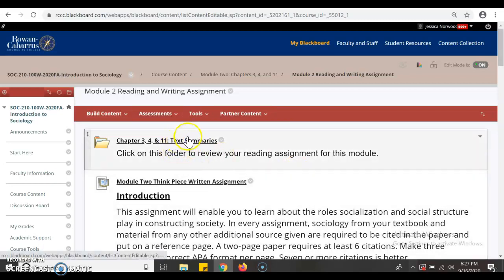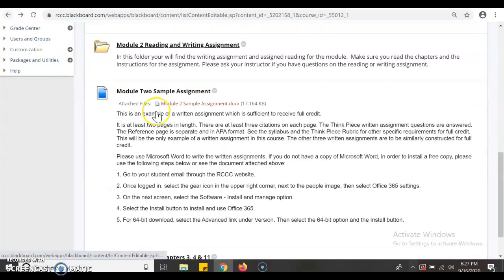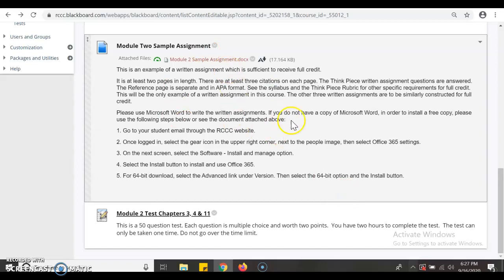Don't forget you have these text summaries here of the book too if they help you. There's a sample here for you to view. It's not perfect, but it's a start. So you can look there. It gets full credit for what it does. Again, it's not perfect, but it can help you start thinking about the assignment.